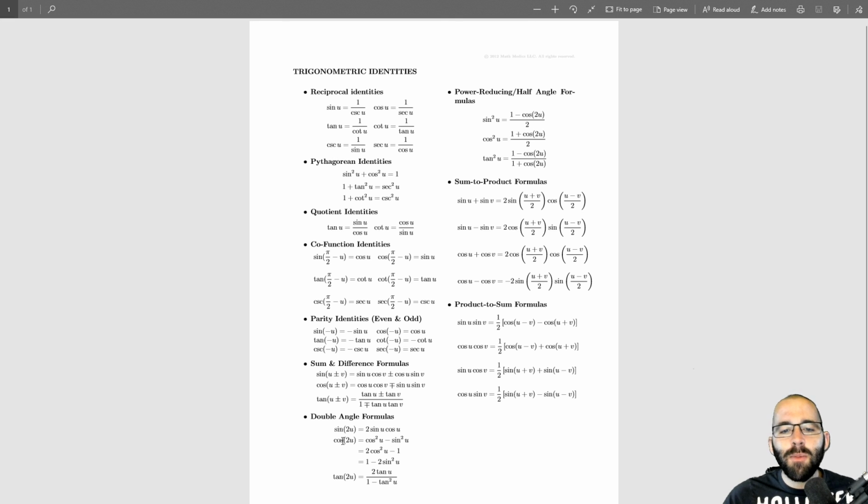Okay, you could do the same thing for cosine and tangent as well. You can see how the tangent of 2 theta looks a lot like the tangent of u plus v, right? If u and v are the same thing, then on the top, we have 2 of them. If u and v are the same thing, then on the bottom, it's that thing squared. So you can directly see where these come from.